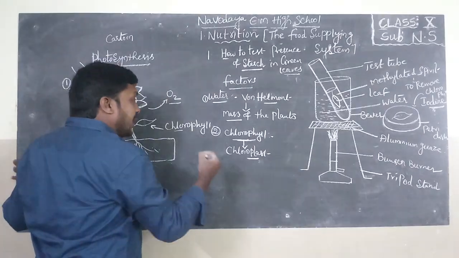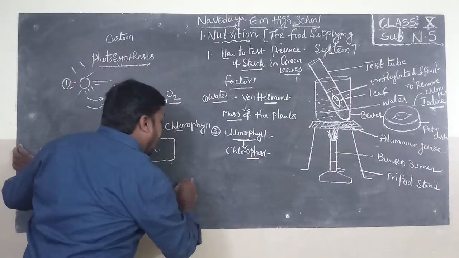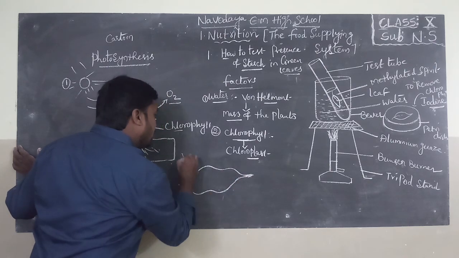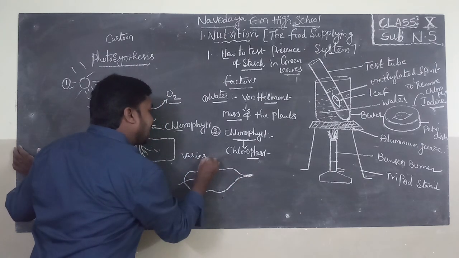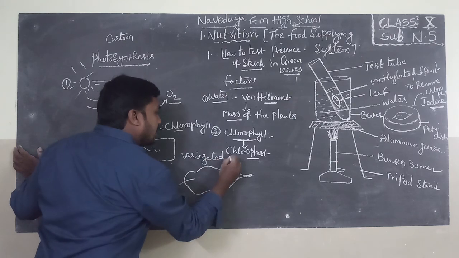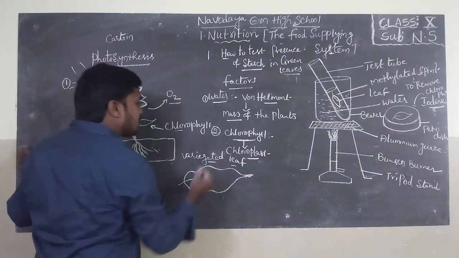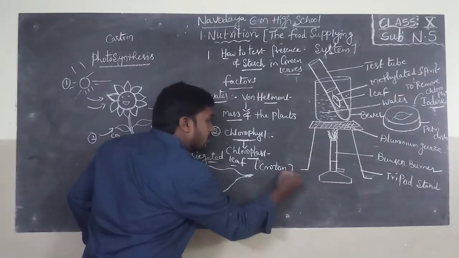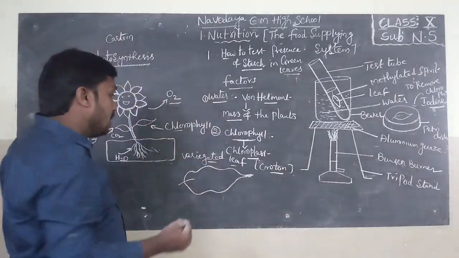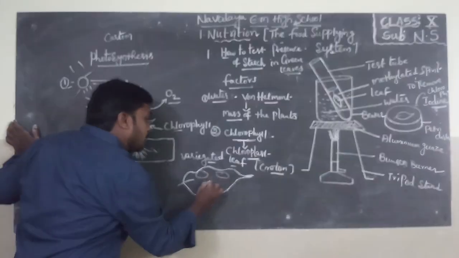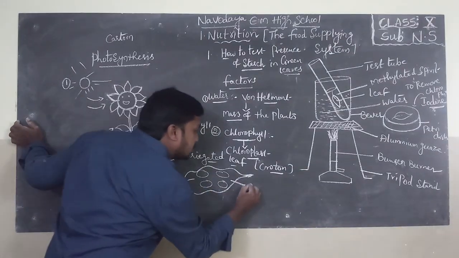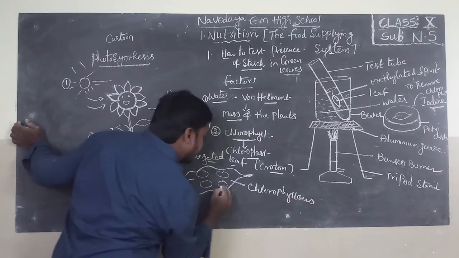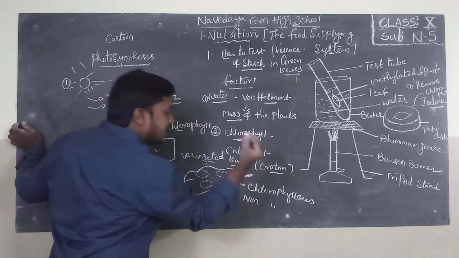To explain the importance of chlorophyll, you have to take a leaf known as a variegated leaf. What is meant by variegated leaf? The leaf simply called croton, the croton plant. If you observe a variegated leaf, we can find two regions. One is chlorophyllous areas and the second one is non-chlorophyllous areas.